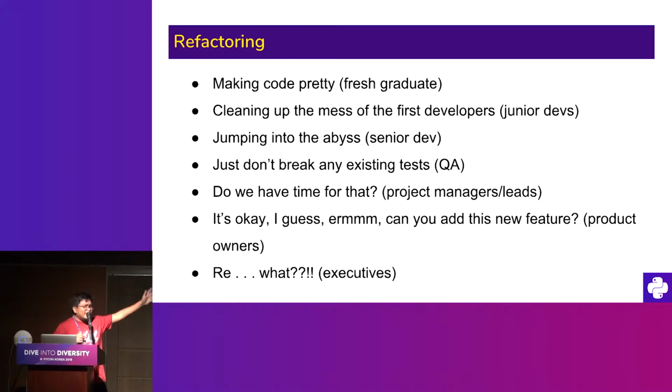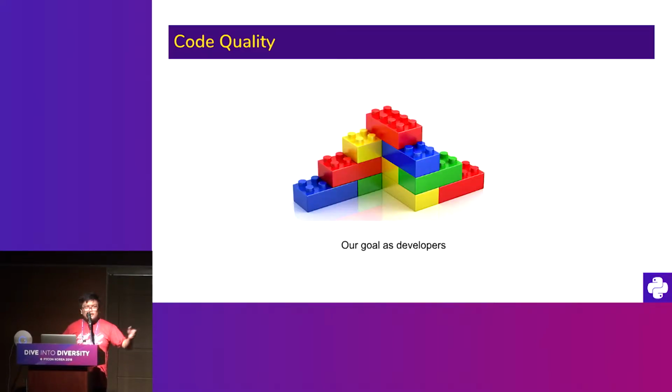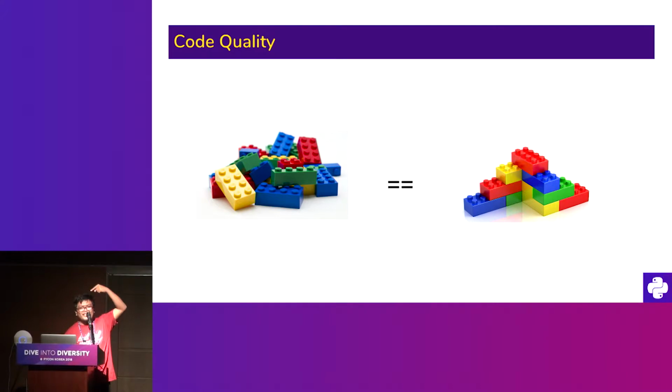Now, as developers, our code is like Legos. When we started doing the code, it's this dirty. I don't know what that looks like, but it's working. You can still play with it. And our goal as developers is to be able to transform our code into something like this. It's organized, it's clean, it fits together perfectly. And that is one of the goals of refactoring. So again, from this one, we're going to go to this one.